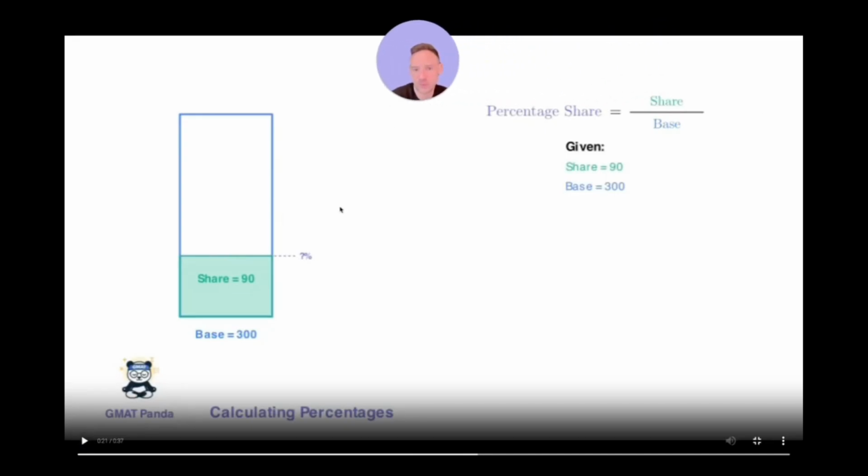So the base is 300. In this case, it's a group of 300 people. And we're selecting 90 of those people. And we want to work out what percentage share that represents. The way to do that, using this formula, is to divide 90 by 300. And we get from that 0.3, which is the same as 30%.